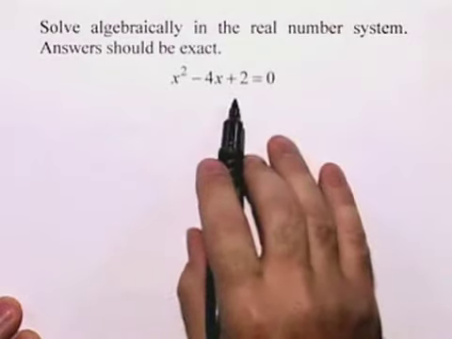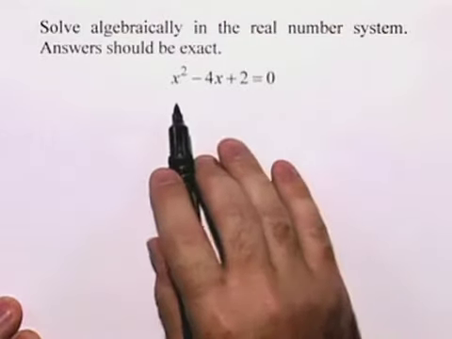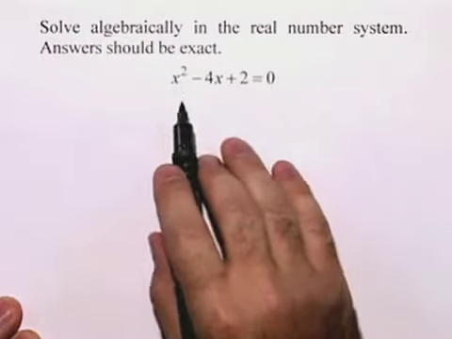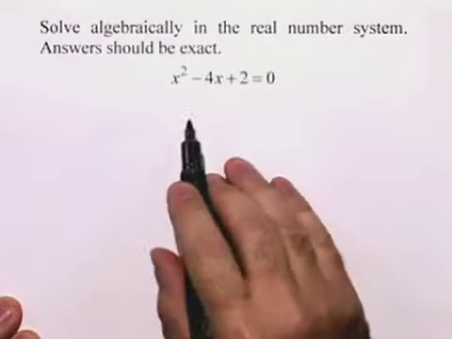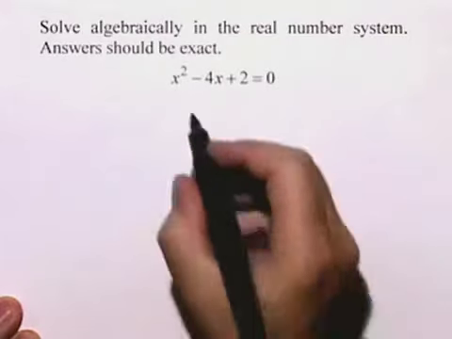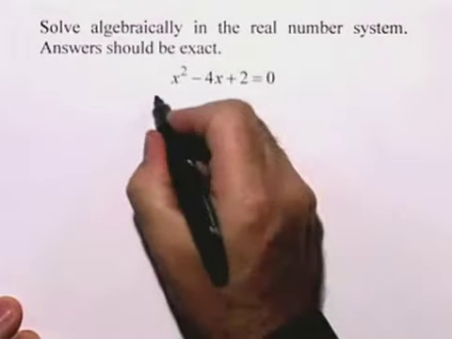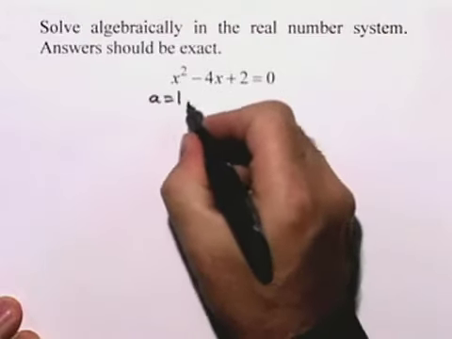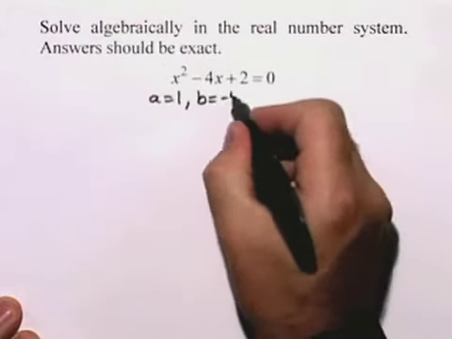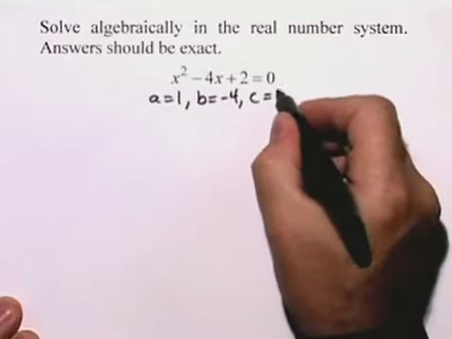When we have a quadratic equation, our first approach normally is to try factoring. In this case, factoring isn't going to help us. So we're going to revert to the quadratic formula. We're going to identify our coefficients first. A equals 1, b equals -4, and c is equal to 2.